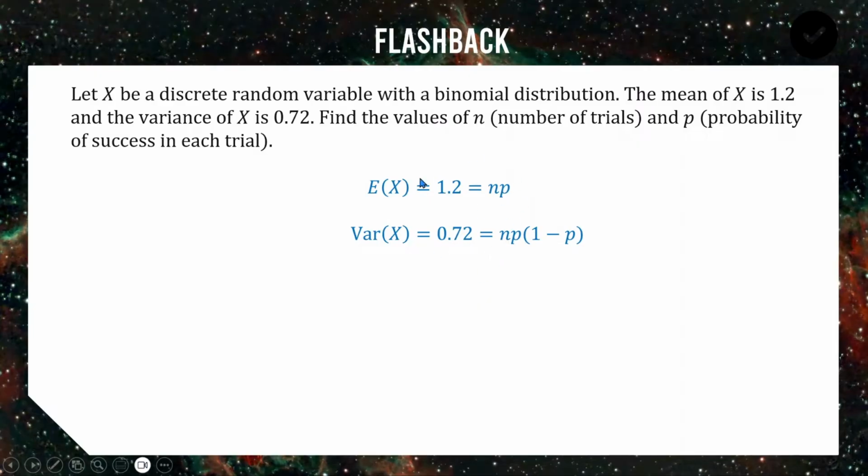Easiest way to do that is to substitute the first equation into the second, because wherever we see an np, we can replace that with a 1.2. So we can write this as 1.2 times 1 minus p equal to 0.72. Now we can just divide by 1.2 to get our value of 1 minus p, which is equal to 0.6. So if 1 take away p is 0.6, it must follow that p is equal to 0.4. And then we can chuck that into the equation up here where p is equal to 0.4. We can solve for n and we'll figure out that n is equal to 3. So we have a 40% chance of success and we have 3 trials.